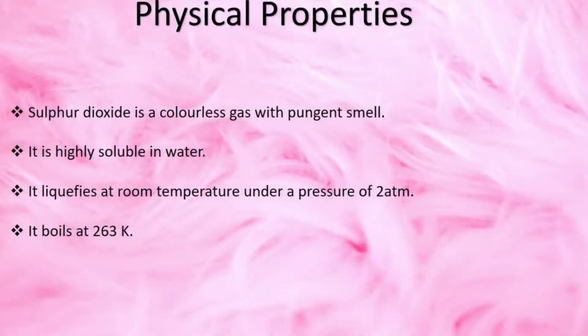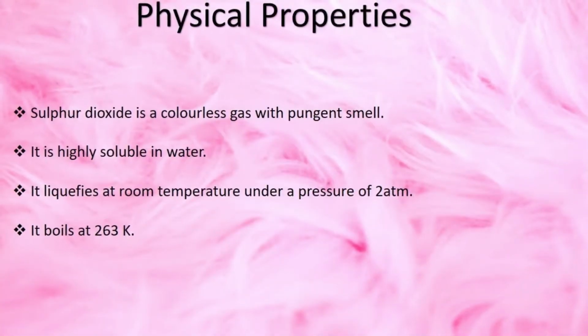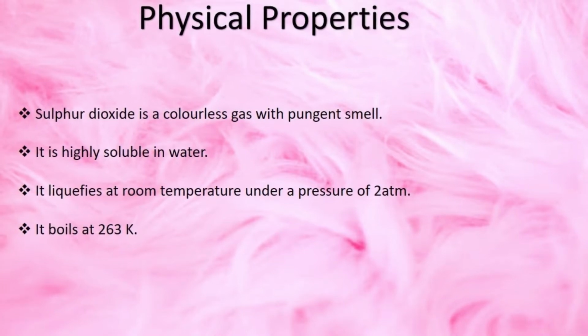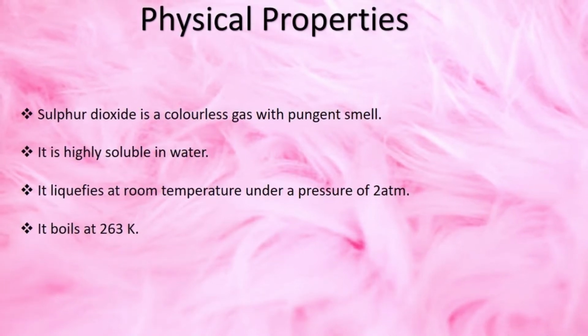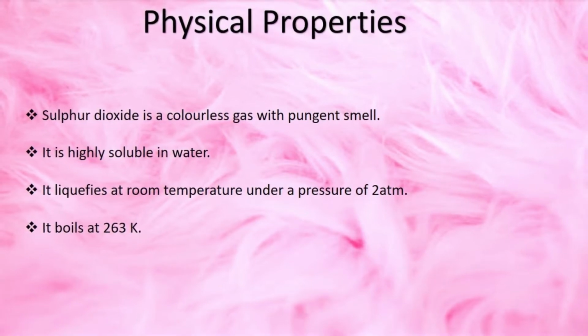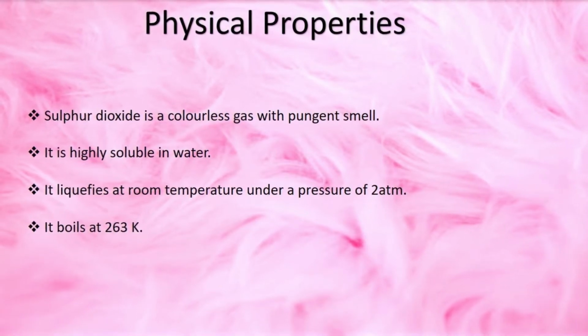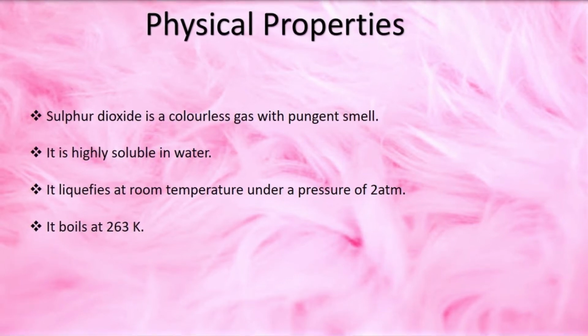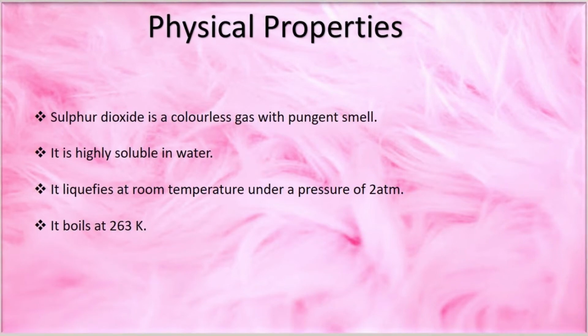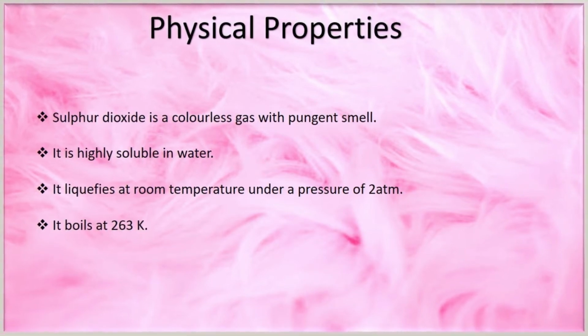Now let's study about the physical properties of sulfur dioxide. Sulfur dioxide is a colorless gas with pungent smell. It is highly soluble in water, and this is a gas that can be liquefied at room temperature by applying a pressure of 2 atmospheric pressure, and it boils at 263 Kelvin.